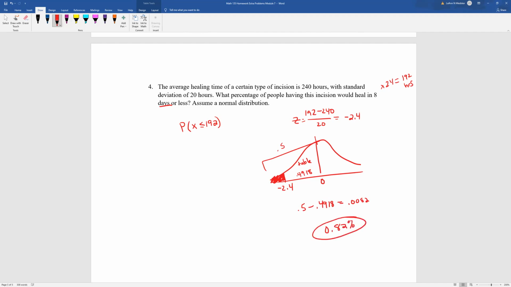So very much less than 1% of people with this specific type of surgery incision are going to heal in 8 days or less. It's much rarer for that to happen. Okay. And that's it. That is everything I wanted to do for Module 7B.